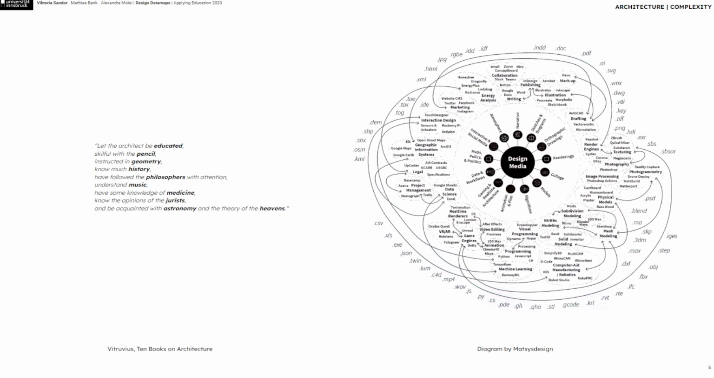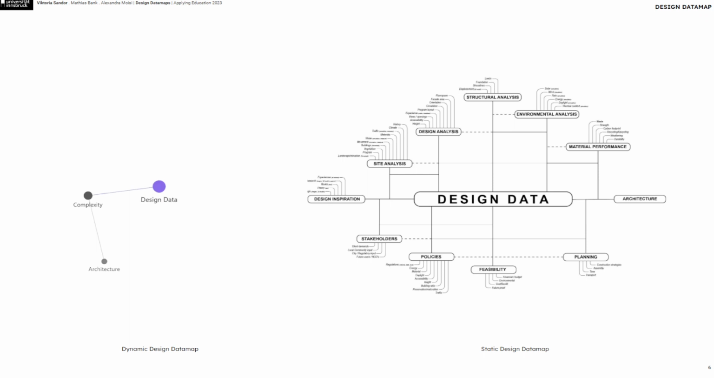Architecture work demands a combination of both technical and theoretical knowledge. As Vitruvius once said, let the architect be educated, skillful with the pencil, instructed in geometry, know much history, have followed the philosophers with attention, understand music, have some knowledge of medicine, know the opinions of the jurists, and be acquainted with the astronomy and the theory of the heavens. This timeless quote, along with the Matz's design diagram on the right side, perfectly captures the perpetual need for broad-based knowledge in the field of architecture.